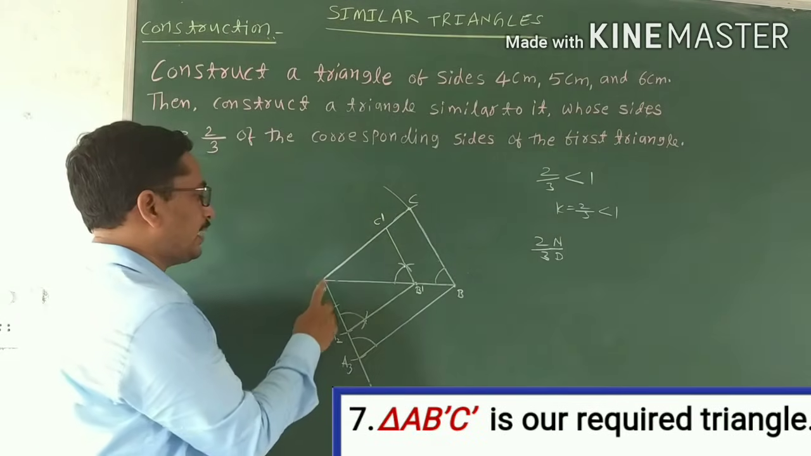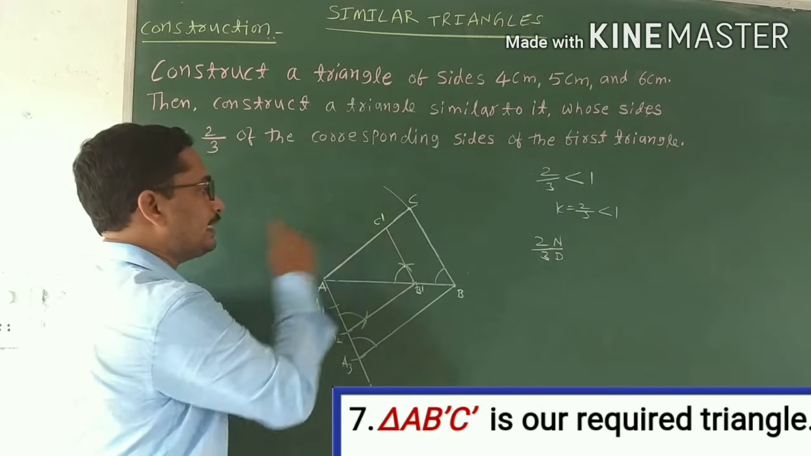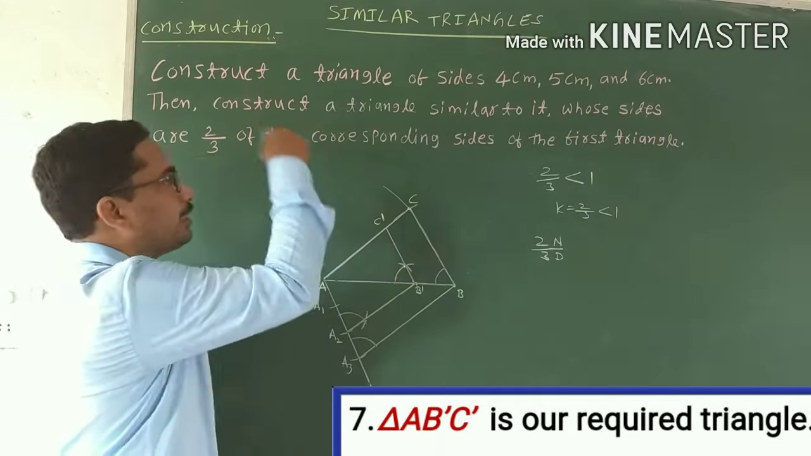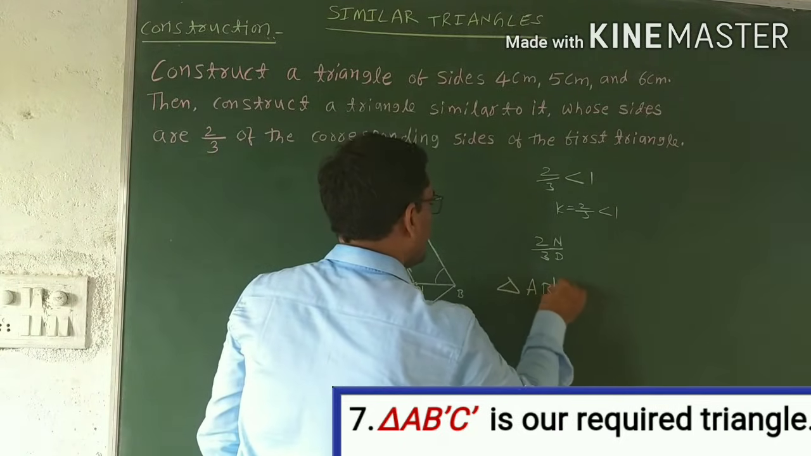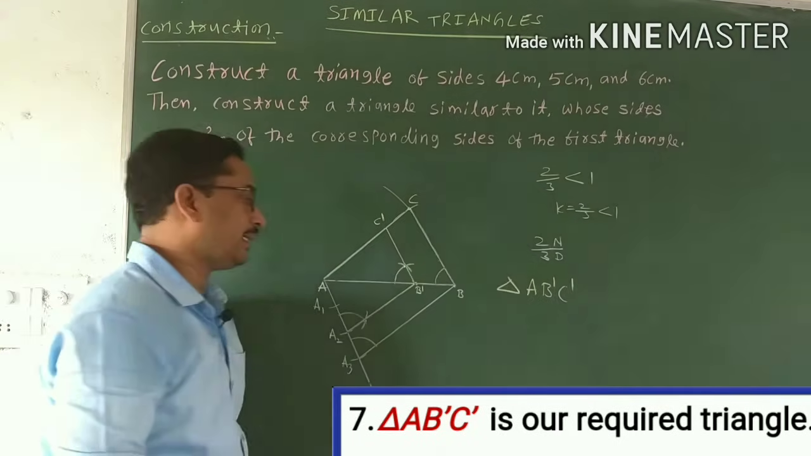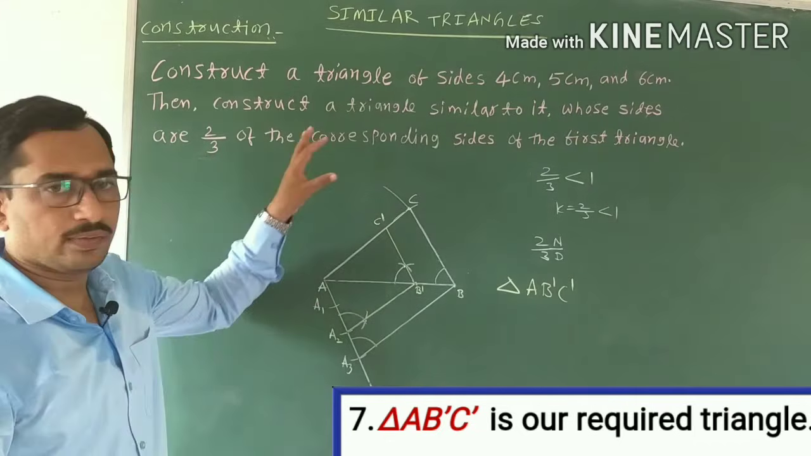So our required triangle is A B dash C dash, which is in the ratio 2/3 to the given triangle. The triangle A B dash C dash is our required triangle, which is similar to the given triangle with the ratio 2/3.